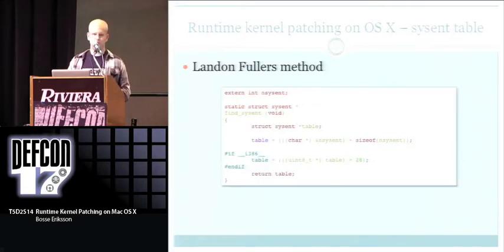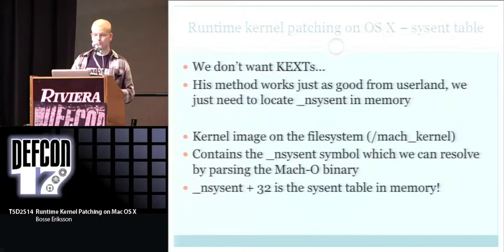I should mention that before 10.3, the sysent table was exported, so you could access it directly from a kernel extension, but it's not anymore, so you can't patch it directly. You need to locate it in memory. And that works pretty good for a kext, but as I said, we don't want to use a kext. So to do this from userland, we just need to locate nsysent in memory.